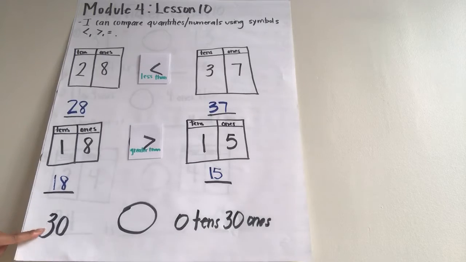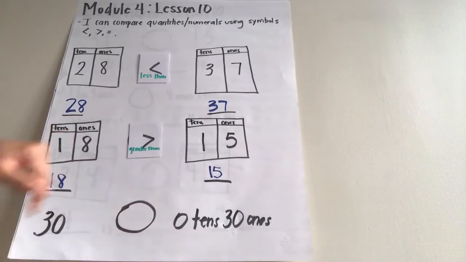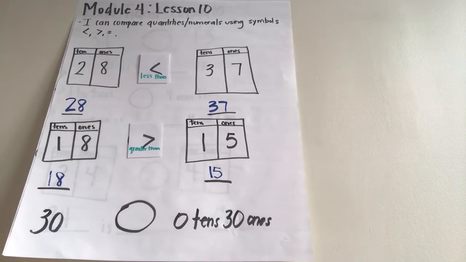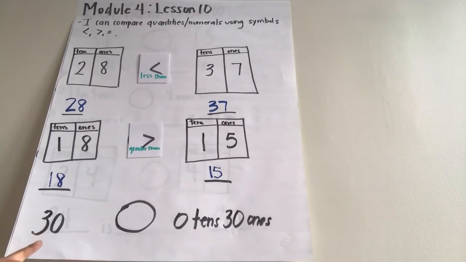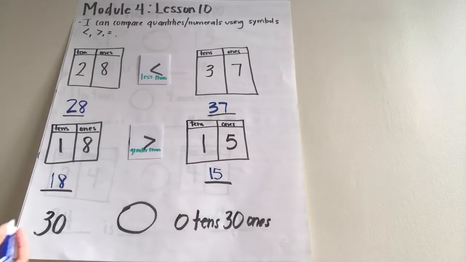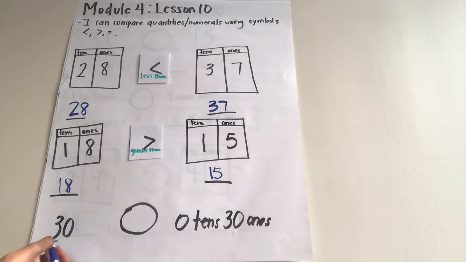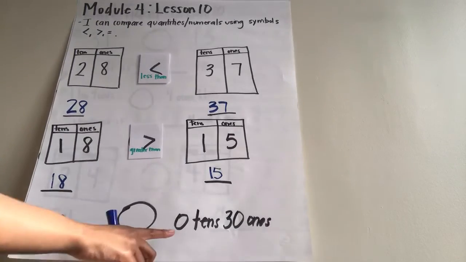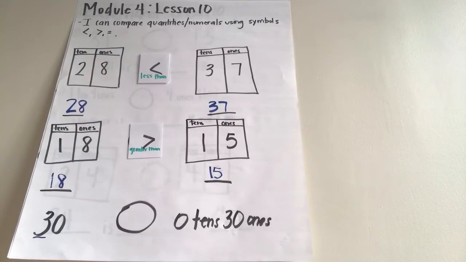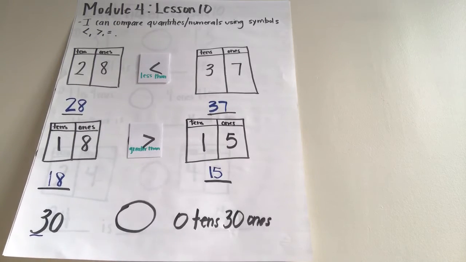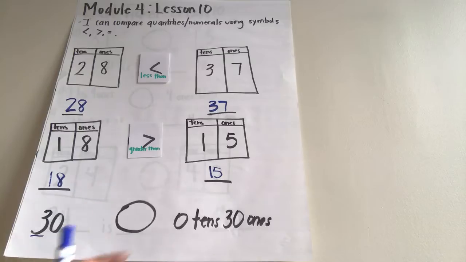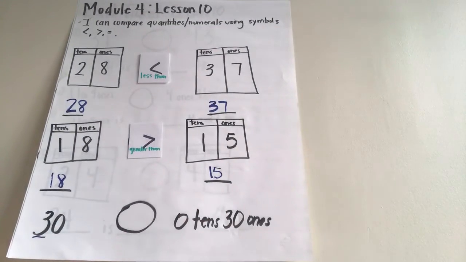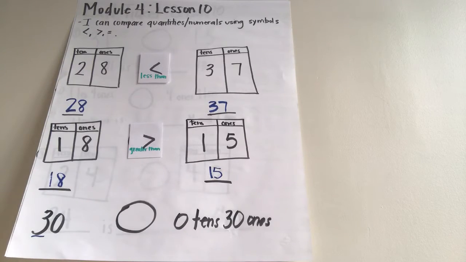We have 30 and we have 0 tens, 30 ones. Starting on the left, I know that 30 has 3 tens. And I'm still starting with my greater unit. 30 has 3 tens. And over in this number, I see 0 tens, 30 ones. 0 tens. So it doesn't state that it has any tens, but I know that 30 is a 2-digit number, meaning that it has to have tens and ones.